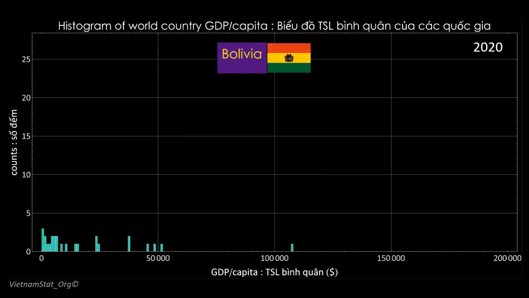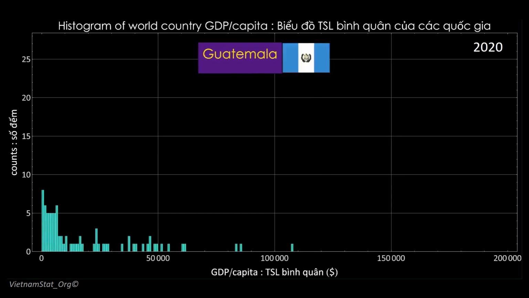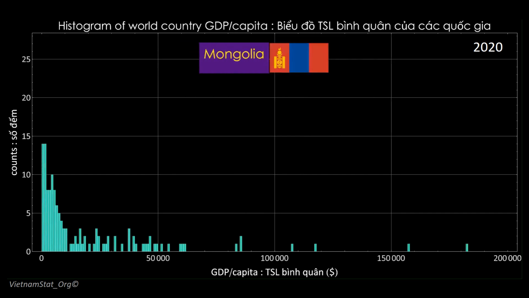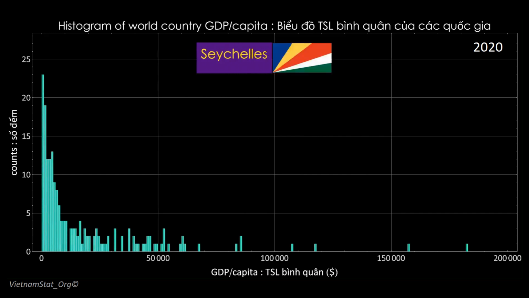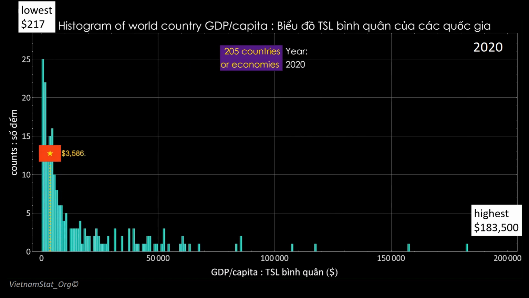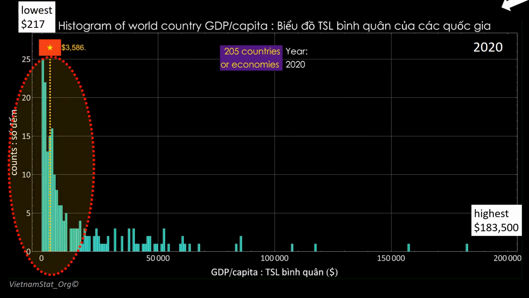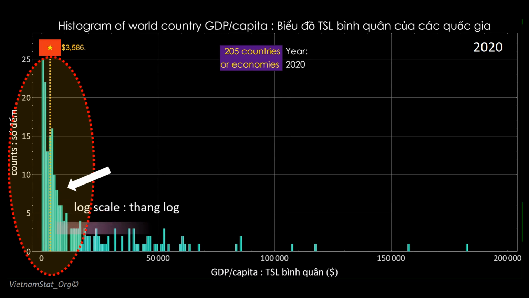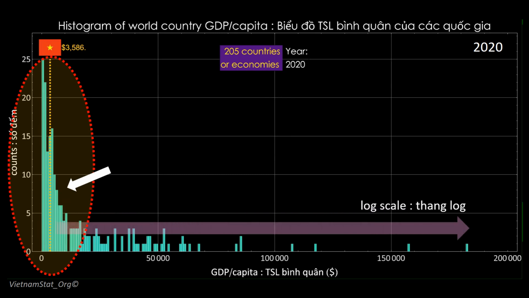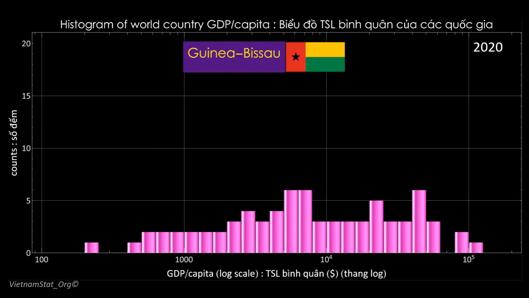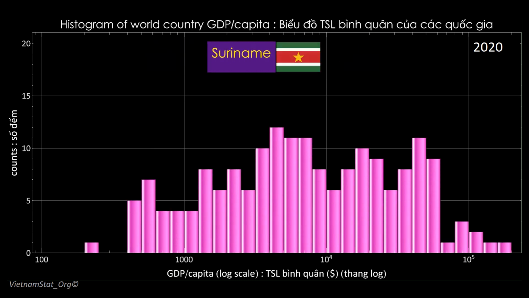There are over 200 countries, regions, or economies. Their GDP per capita are plotted on the histogram, from the lowest to the highest, along with the figure of Vietnam. Many data points are bundled up at the low end. Log scale can be used to spread them out. On the log scale, the data are spread out more evenly.